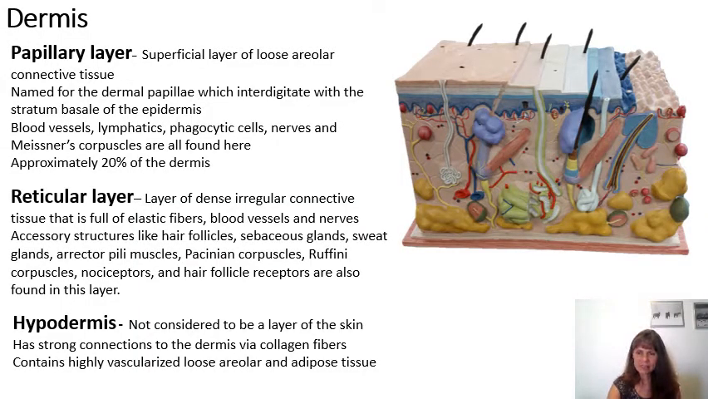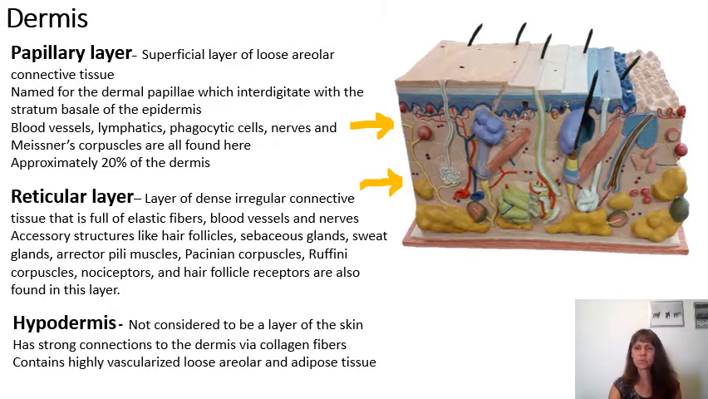The dermis is the thicker of the two layers of the integument, the epidermis being the most superficial layer, the dermis being deep to that, is comprised of two distinct layers itself. There is a superficial papillary layer of the dermis, which makes up about 20%, and a deeper reticular layer, which comprises the remaining 80% of the dermis.